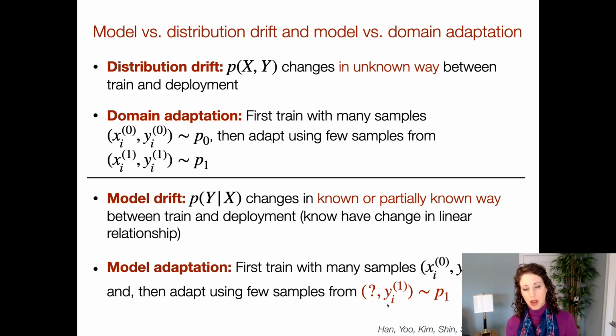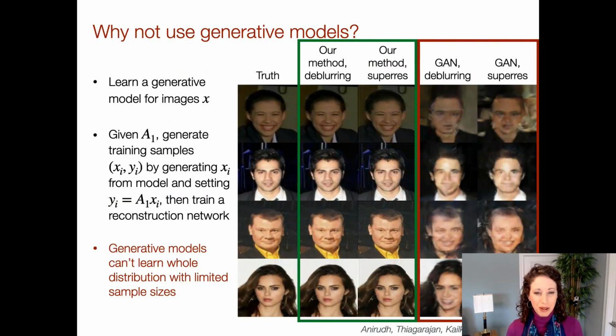Okay, so before we get into methods, I think some of you might also be wondering, couldn't I just use generative models here? Isn't this sort of what they're ideally suited for? If I had a generative model for all of my images X, then every time I've got a new forward model, A1, I could just generate training samples, XY pairs, using my generative model and knowledge of A1. And then I could train some network in order to do reconstruction using those training samples and my generative model.